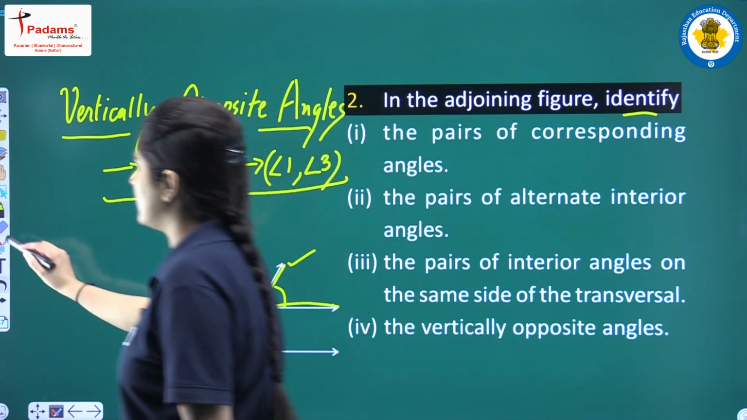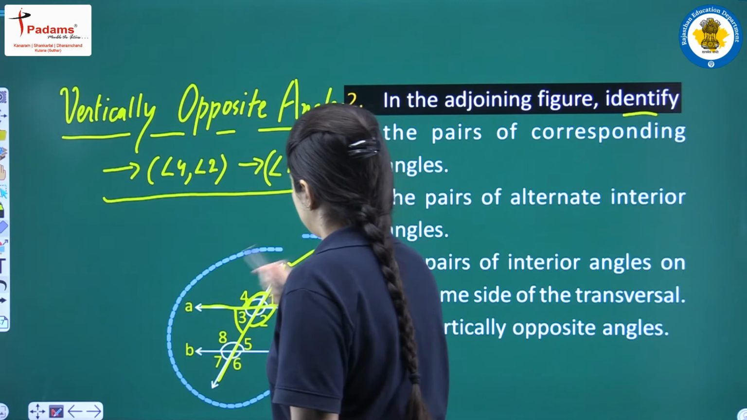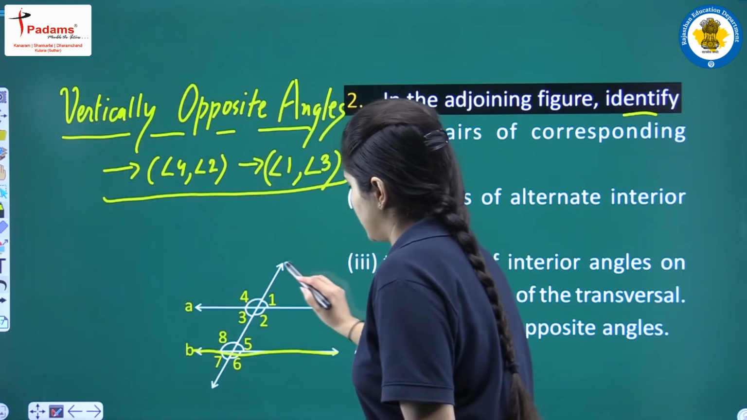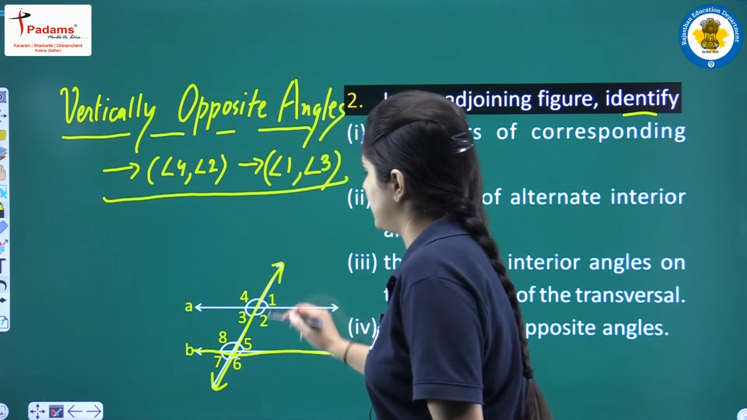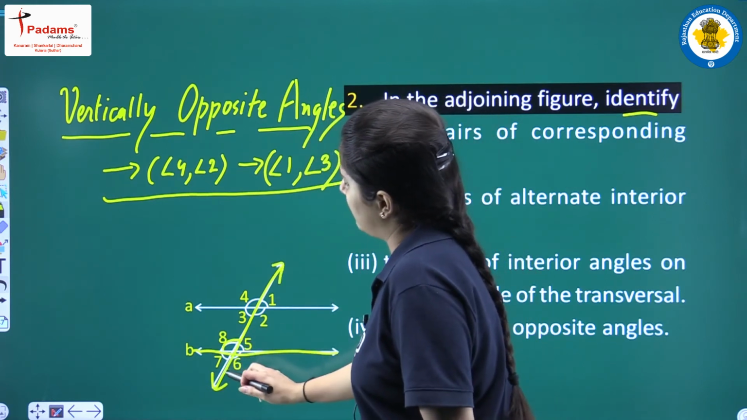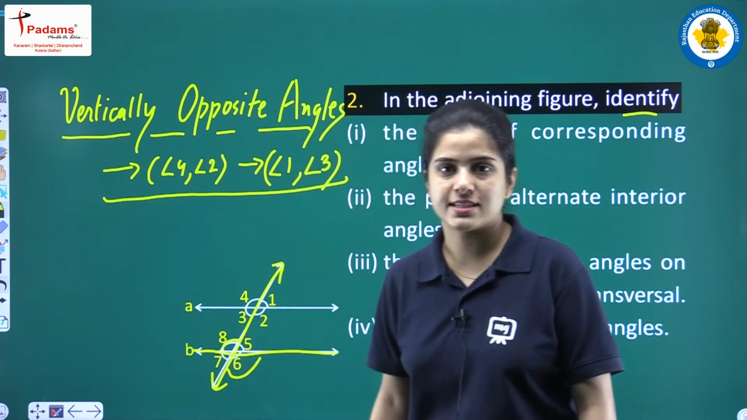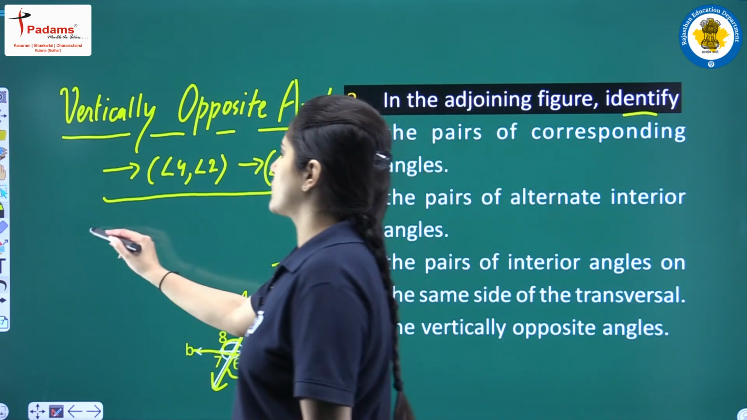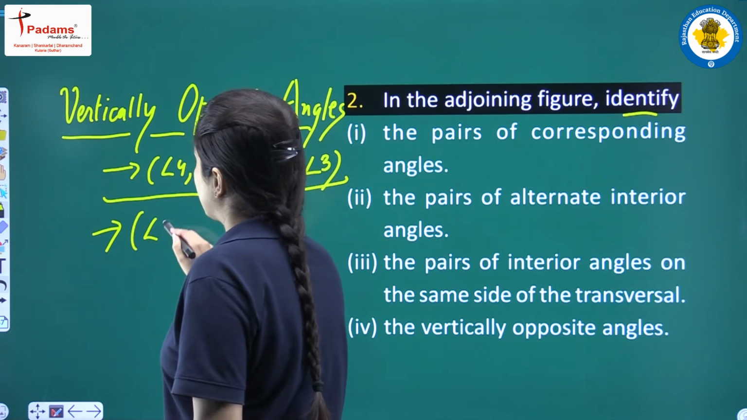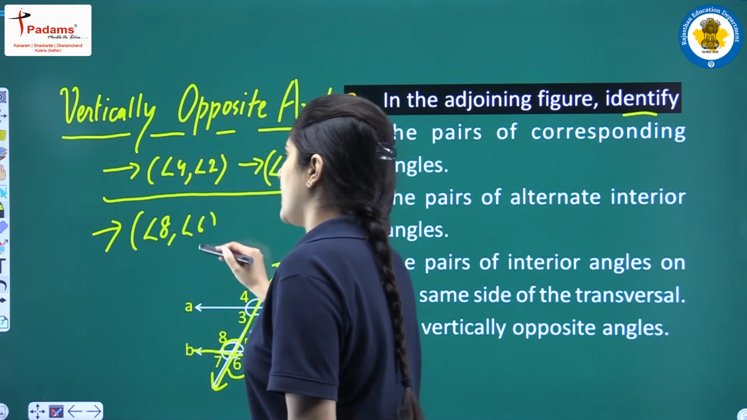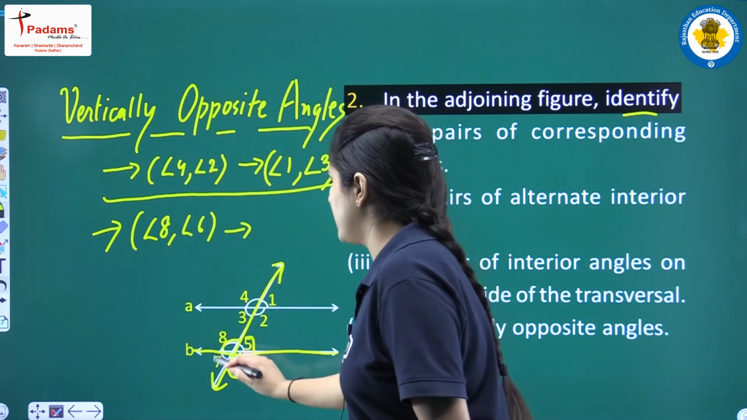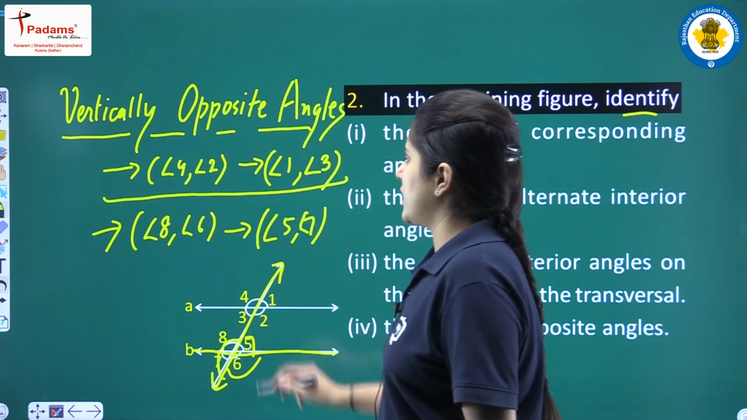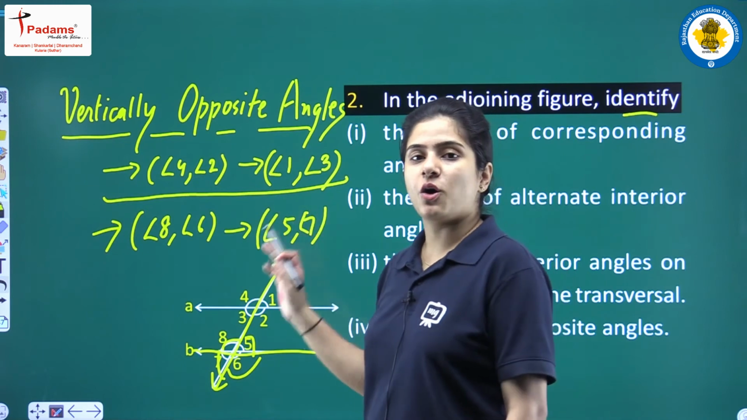Now students, have a look. If these two lines are intersecting, then this angle 8 and this angle 6 will also be vertically opposite angles. So the next pair is angle 8 and angle 6, and another pair is 5 and 7. Okay students, so these are vertically opposite angles.